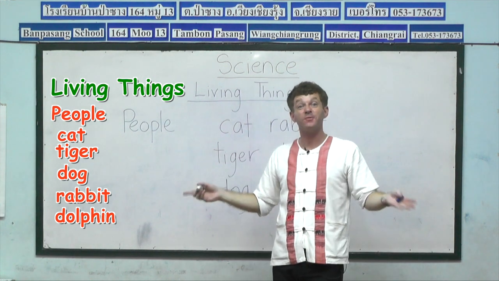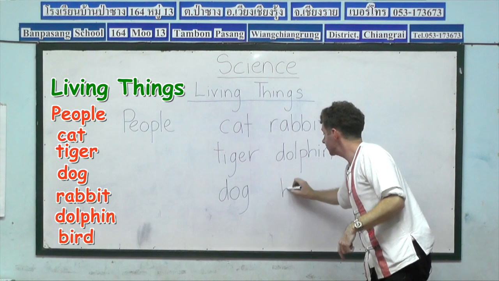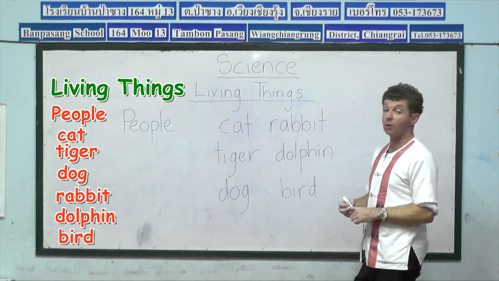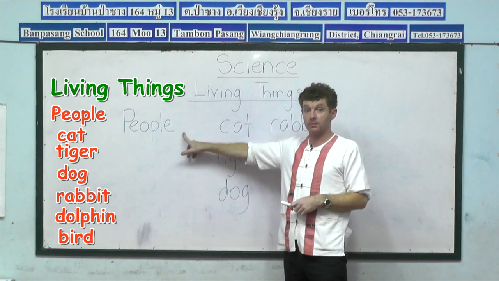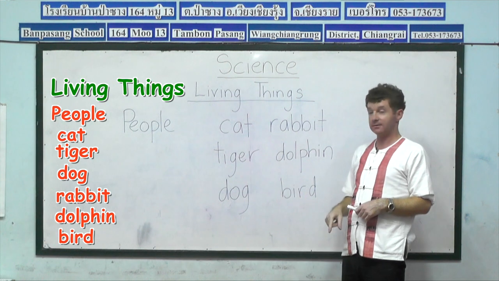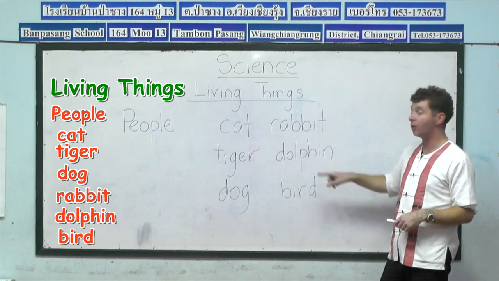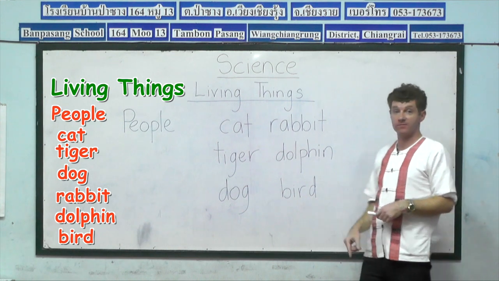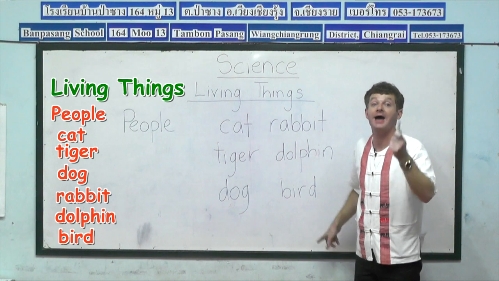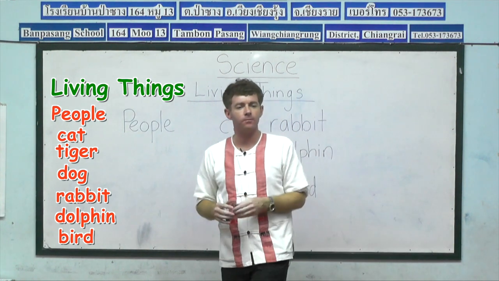Bird is an example of a living thing in the sky. B, I, R, D. So far we have people, cats, tiger, dog, rabbit, dolphin, birds, and all of these types of living things are animals. But there are other types of living things too.